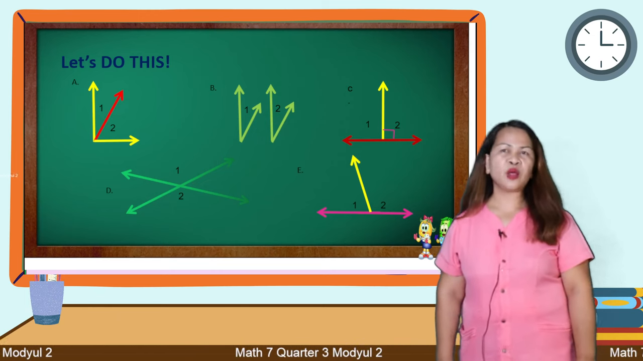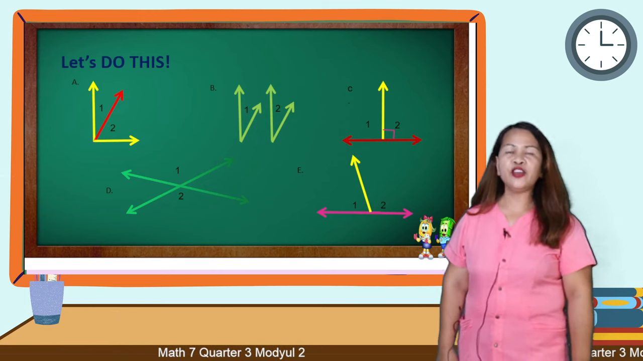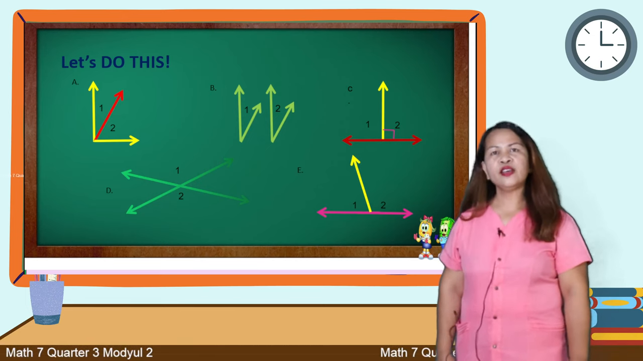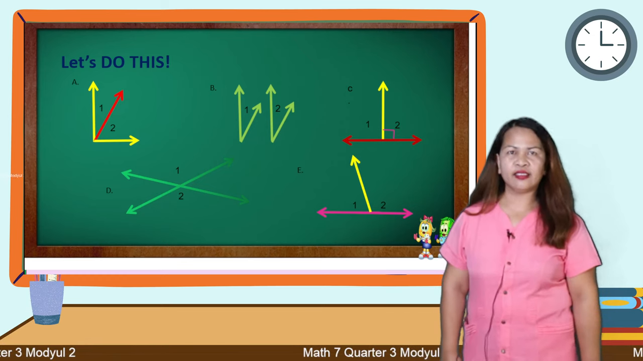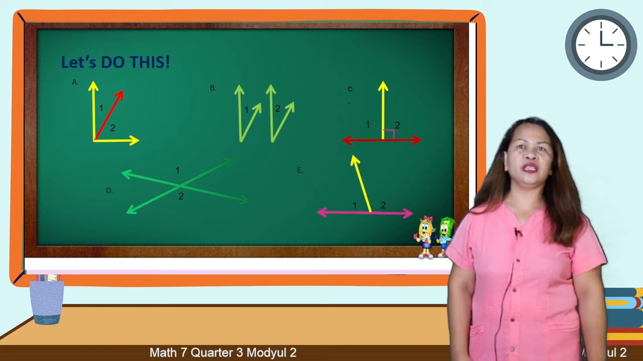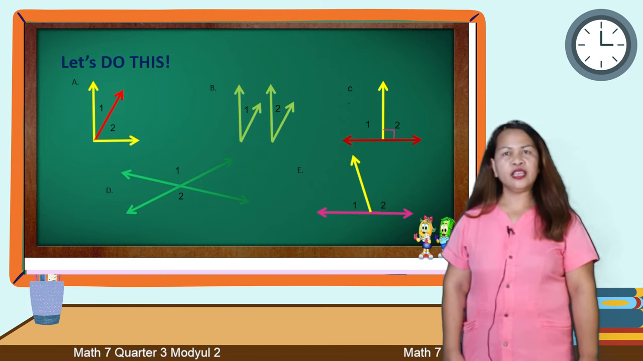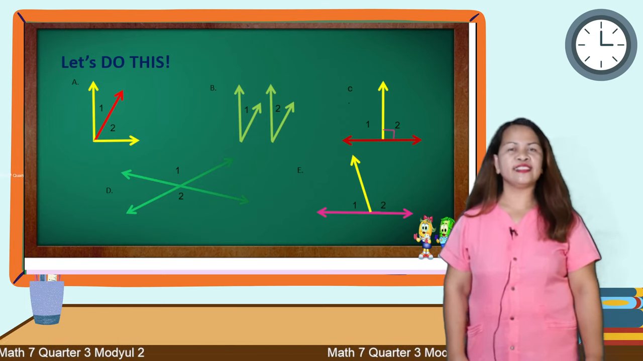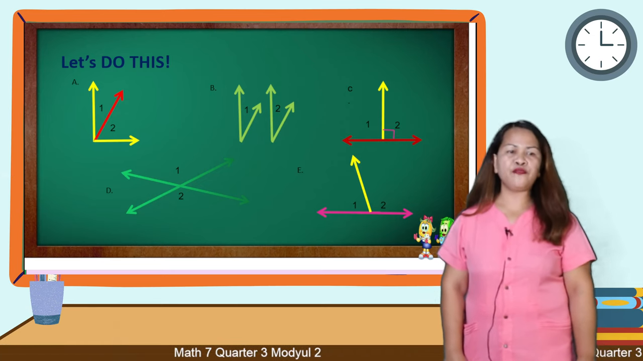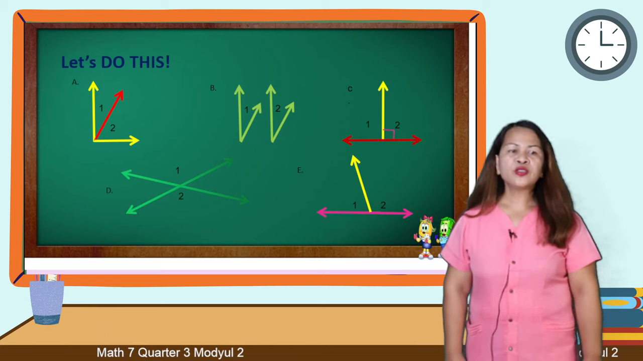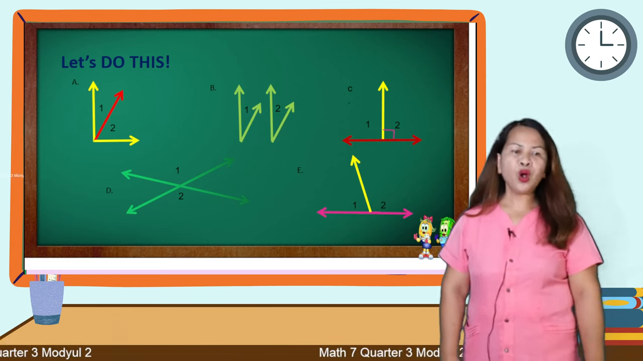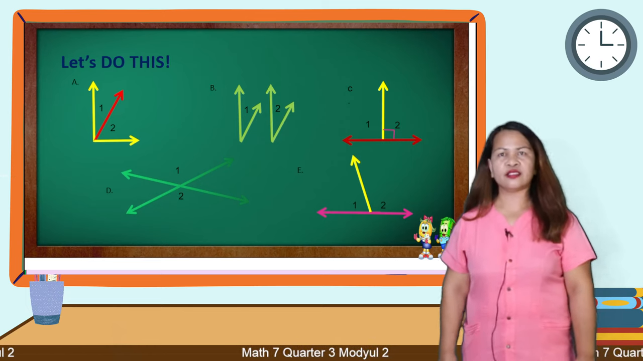Okay, so I see some answers. Letter A, they are adjacent. Very good. Letter B, they are not adjacent. And letter C, they are adjacent and form a linear pair. Letter D, they are not adjacent, while letter E, they are adjacent and they form a linear pair. So from the discussion, what are the relationships among the pairs of angles?